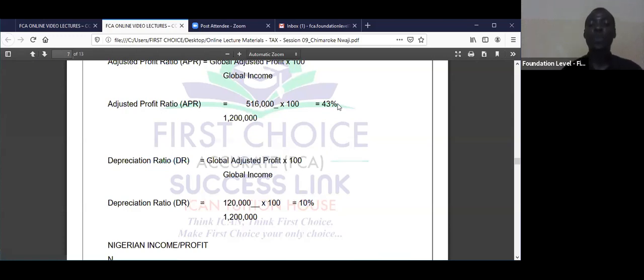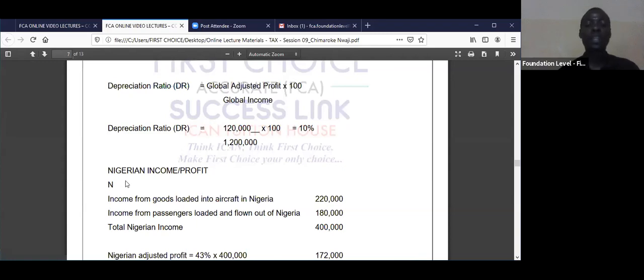Now that we've finished the worldwide scale, we've gotten our worldwide income, we've gotten our global adjusted profit, we have now gotten our adjusted profit ratio, which we will now use locally, and your depreciation ratio, which we will now use locally. It is time now for us to go and get our Nigerian income. So we are narrowing it down now to Nigerian profit. Now, I told you before that Nigerian income consists of income from goods loaded into aircraft in Nigeria, remember, 220, and income from passengers loaded and flown out of Nigeria. So these two constitute Nigerian income. When you add them, total Nigerian income is 400.